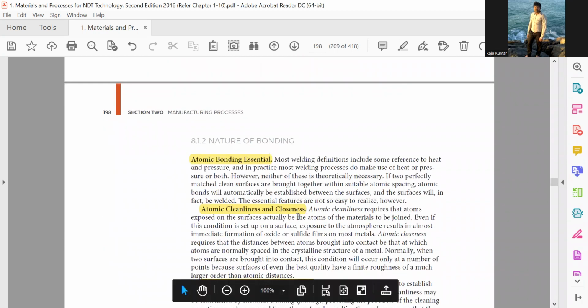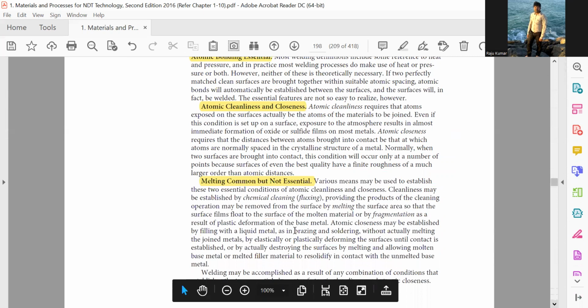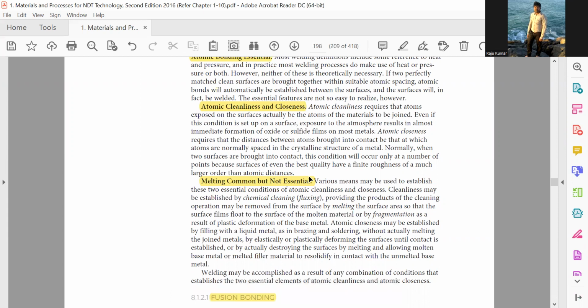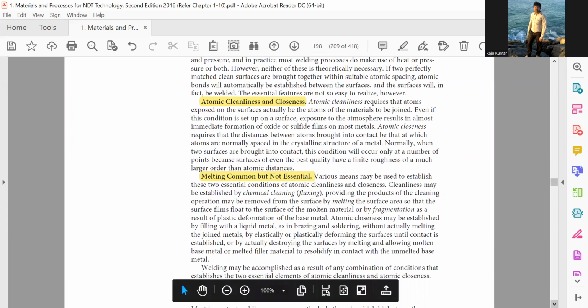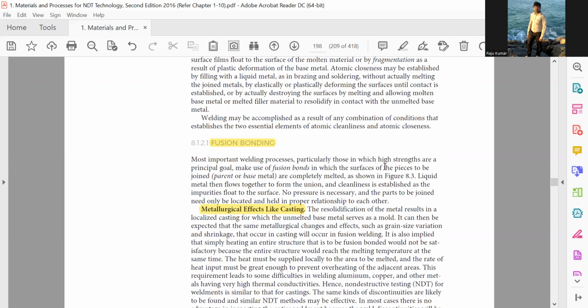Atomic bonding is essential; atomic cleanliness and closeness is essential. Melting is common but not essential. Fusion bonding. Liquid metal.